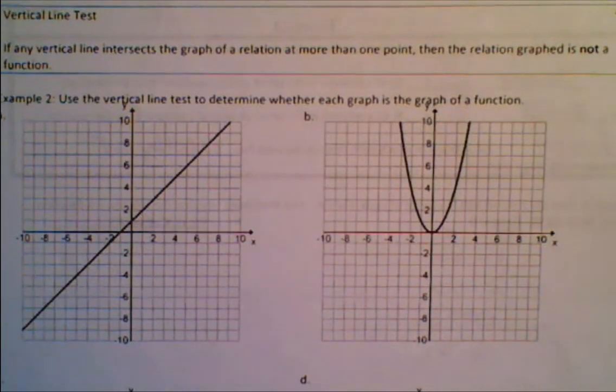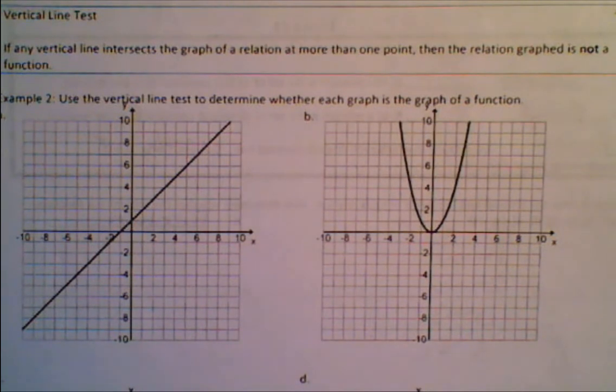So in our last example, we looked to see if a relation, a set of ordered pairs, was a function or not by mapping. Now you could have taken those same points that were listed and plotted them on a coordinate grid. And then we could use what's called a vertical line test.